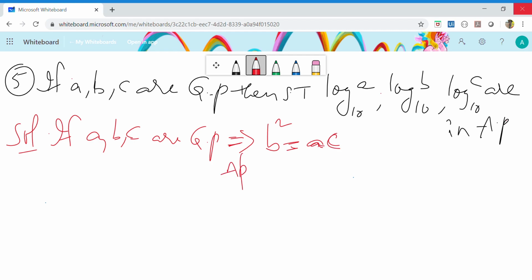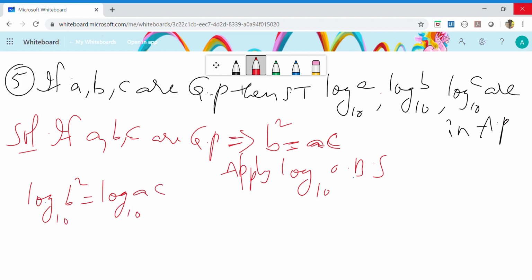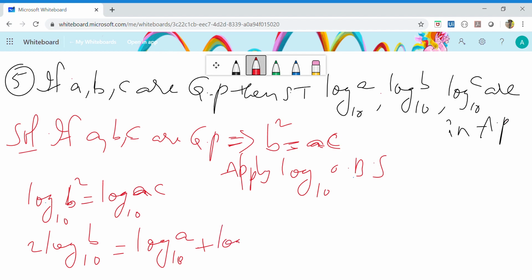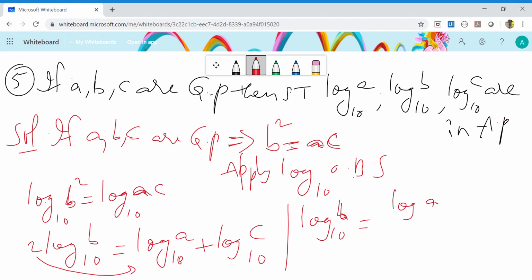So apply log to the base 10 on both sides. Then what you will get? Log b square is equal to log ac to the base 10. So here log a power m is equal to m log a. 2 log b to the base 10 is equal to, RHS is log ab formula, log a plus log c, so log a to the base 10 plus log c to the base 10. Transpose 2 to the RHS, so that you will get log b to the base 10 is equal to log a to the base 10 plus log c to the base 10, by 2.